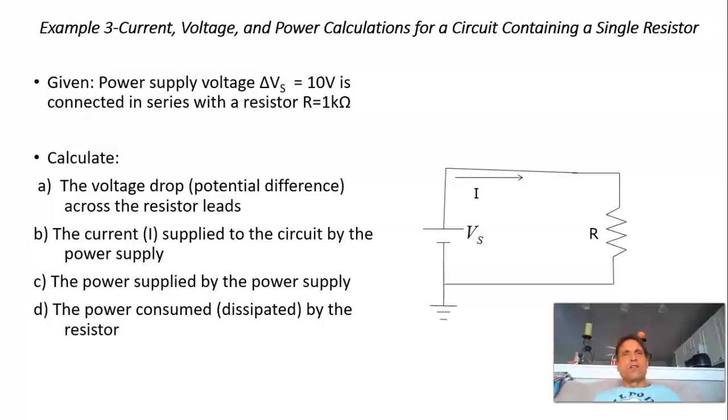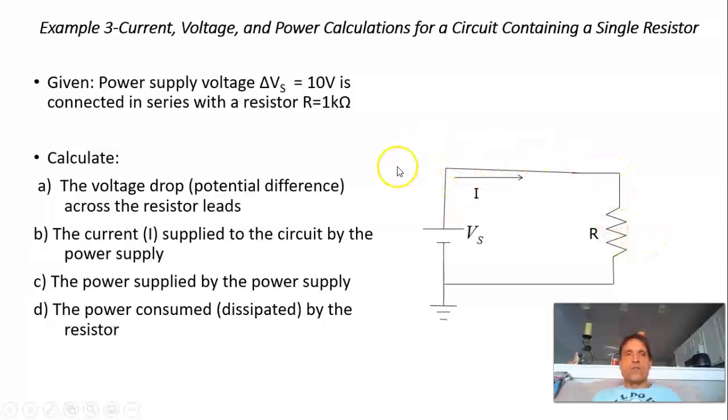We already did current and voltage calculations, and we're going to do power calculations now for a circuit containing a single resistor. Then we'll get to more complicated cases. So let's just do one. Suppose you have a 10-volt power supply, so the potential difference is 10 volts, and that's connected in series to a resistor whose value is 1 kilo ohm.